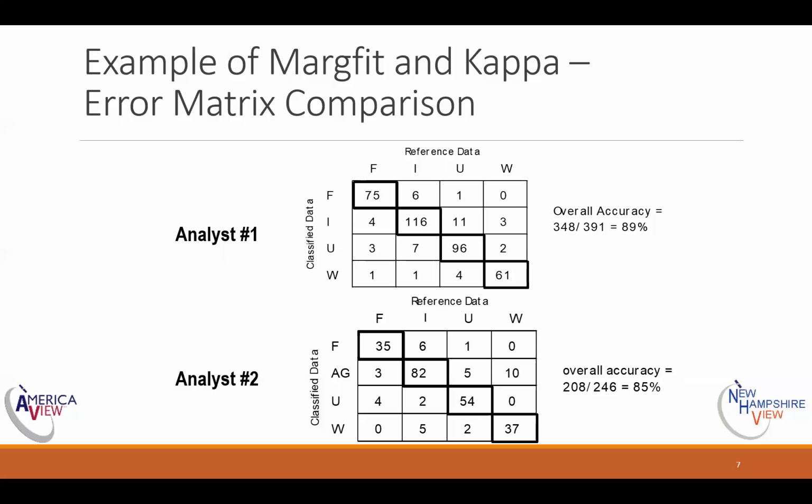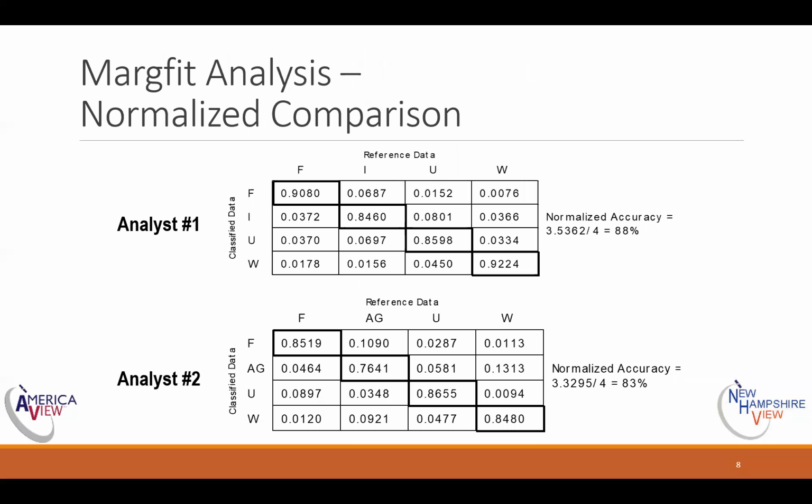But as in many statistical techniques, if we normalize the data, if we use some kind of standardization, then we can do a direct comparison. Okay? And so that's what we do. That's what Margfit does for us. Margfit uses an iterative proportional fitting algorithm to make the rows and columns iteratively sum to 1. Okay? And therefore, it's standardized.